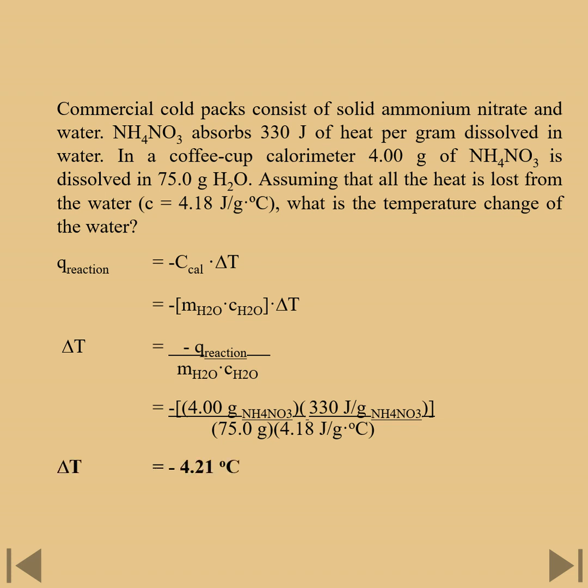And let's investigate. Do all units cancel? Yep, all units cancel except for degree C, the unit that I need. And I get a negative number. Does that make sense? Should my temperature go down with a cold pack? Absolutely.